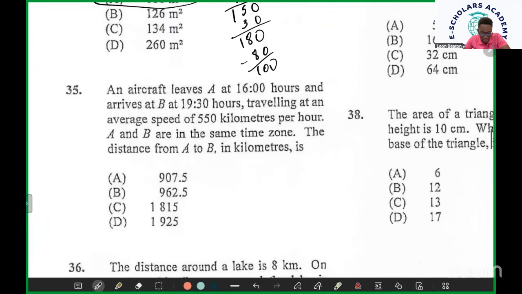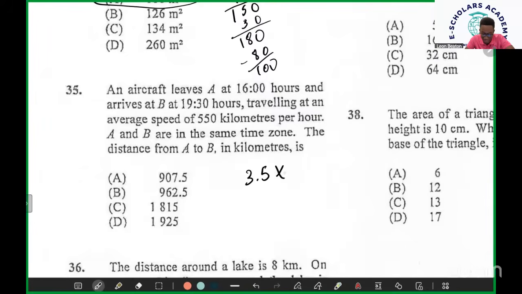All right, so an aircraft leaves A at 1600 hours and arrives at B at 1930 hours, traveling at an average speed of 550 km per hour. A and B are in the same time zone. The distance from A to B in km is? So let's find how long it was traveling. They left at 16, they reached at 1930. So 16, 17, 18, 19, so 3.5 hours.